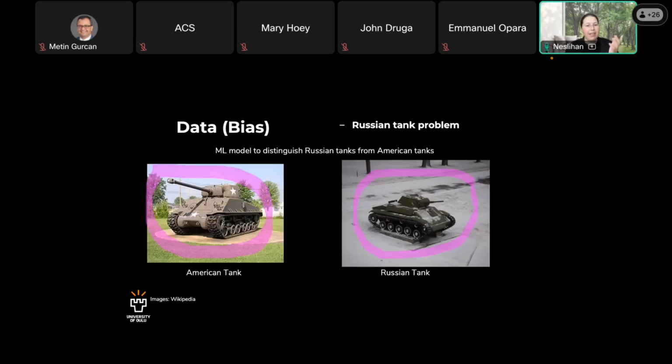Wrong. So after they realized that the training model was focusing on the background rather than the tanks. In the training set, Russian tank photos were taken in winter and American tanks in summer. So if the model saw sunny weather, it predicted American. If it saw winter, then Russian. So basically, they unintentionally built a weather classifier. So please think about the consequences of such an error in medicine.